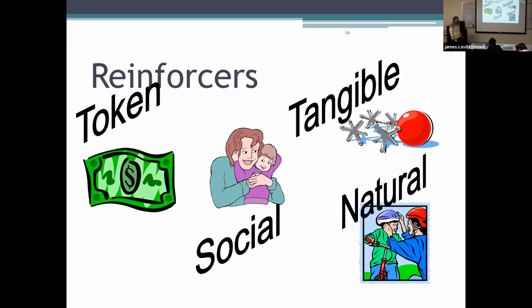So that's the whole positive behavior supports thing. It's not bribing a kid. It's teaching them to be more socially acceptable.